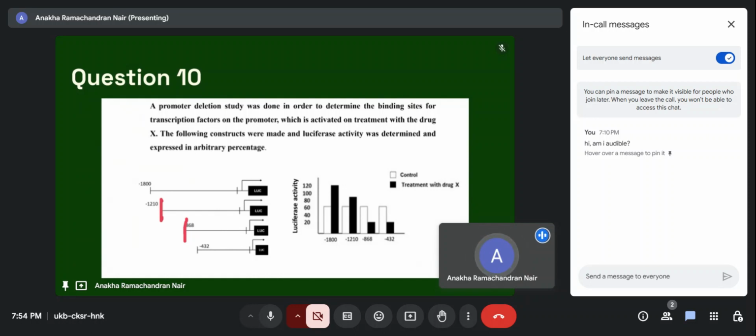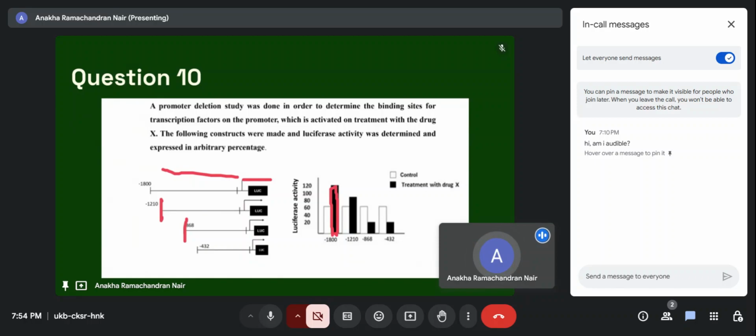So how can you tell from these figures, right? First you have the part where nothing has been deleted, the gene is there, and upstream you have -18 till -1800, right? So on treatment with drug X, you can see that the activity of luciferase is very, very high, right?